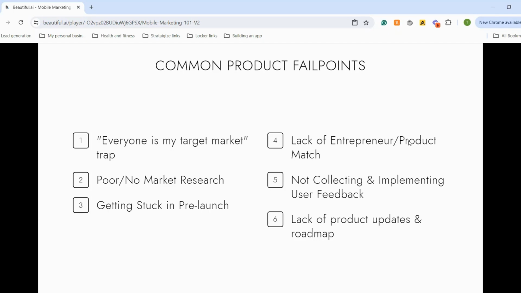Next is not collecting and implementing user feedback, so just building the product for yourself, as I was mentioning before. And finally, a lack of product updates and overall product roadmap.